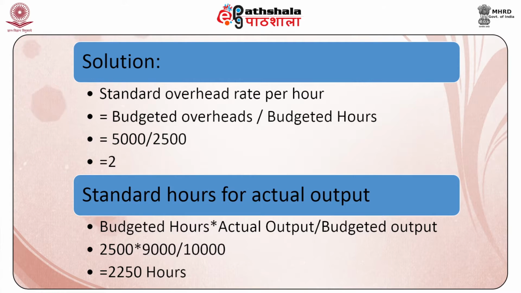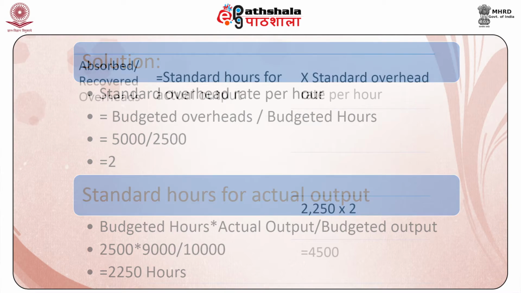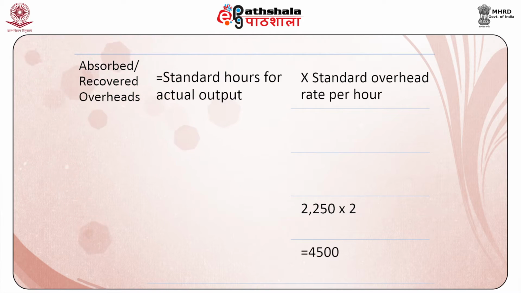Let us solve this question. Standard overhead rate per hour will be equal to budgeted overheads upon budgeted hours, that is 5,000 upon 2,500, that comes to rupees 2 per hour. Standard hours for actual output will be computed by the formula budgeted hours upon budgeted output into actual output. Substituting the figures, we get 2,500 upon 10,000 into 9,000, that comes to 2,250 hours. Absorbed or recovered overheads are equal to standard hours for actual output into standard overhead rate per hour.